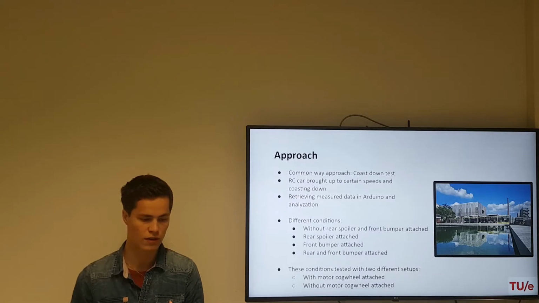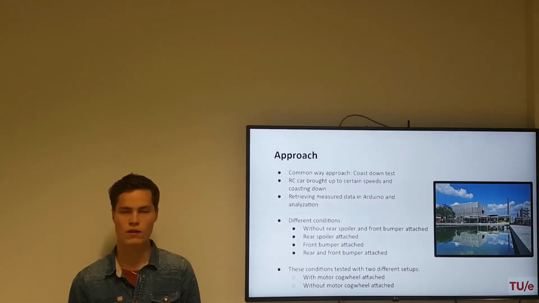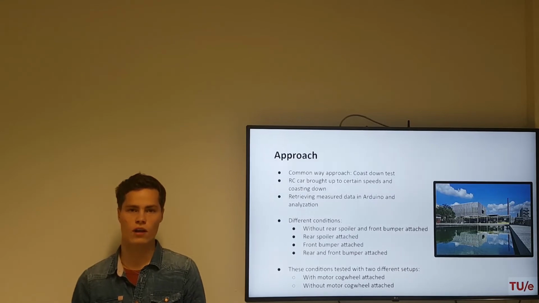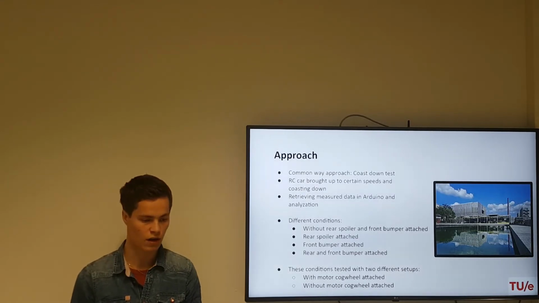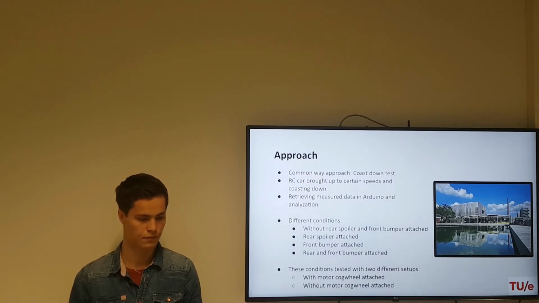And these conditions will be tested with two different setups, one with the cogwheel attached, so with the resistance of the electrical motor taken into account, and one without the motor cogwheel attached.